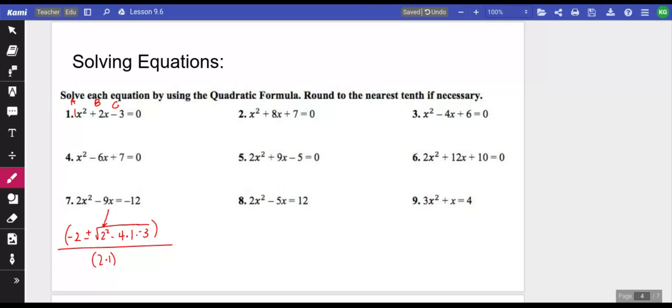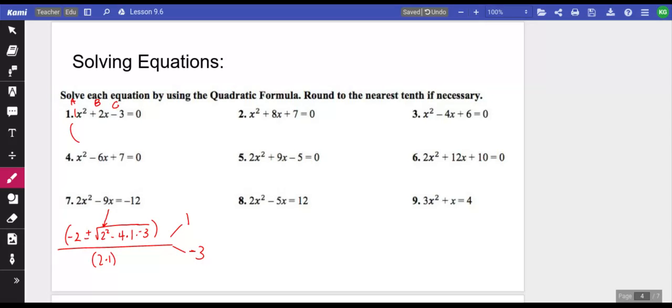So when I type that in, I'll do open parenthesis, negative 2 plus the square root of 2 squared minus 4 times 1 times negative 3, close, divided by 2 times 1. And so my first answer is 1. And then the second time I'll do opposite of 2 minus the square root. And the second answer is negative 3.